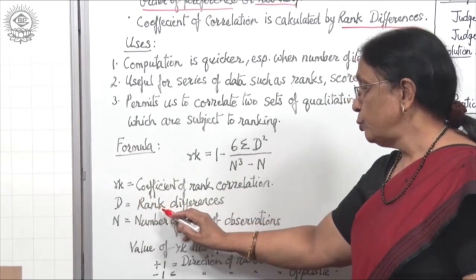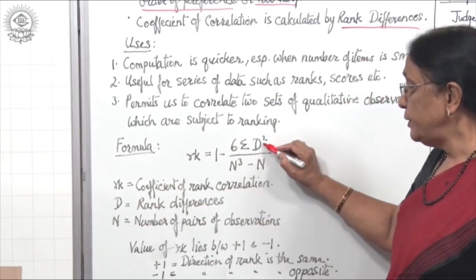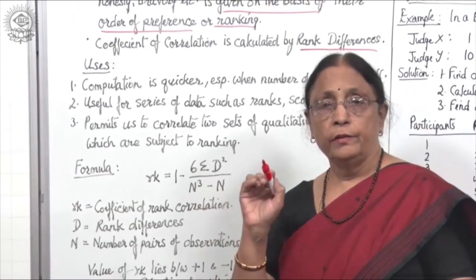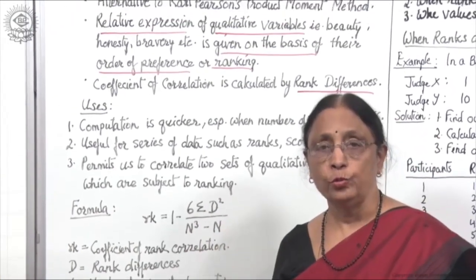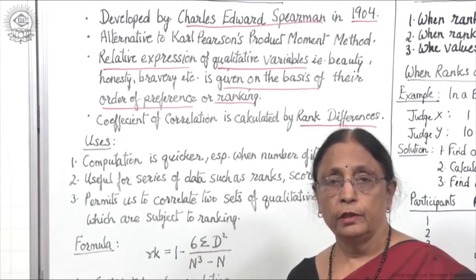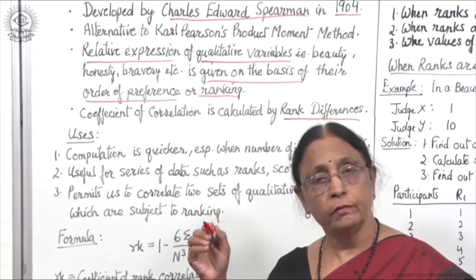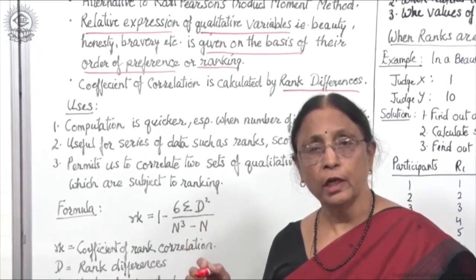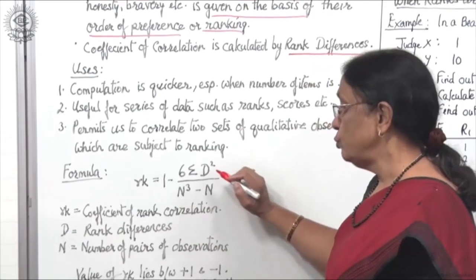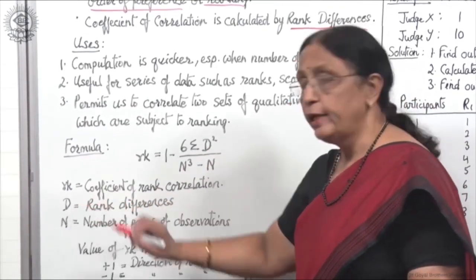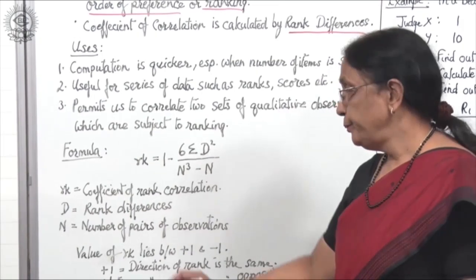D is equal to rank differences. Here D indicates differences of rank, rank 1 and rank 2, right? The X series is given R1 and the Y series is allotted R2. The difference between the two is D. So rank differences is indicated by letter D.